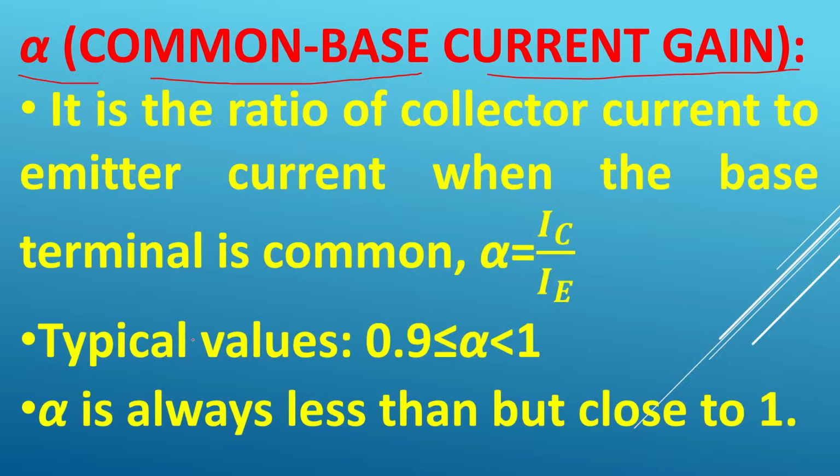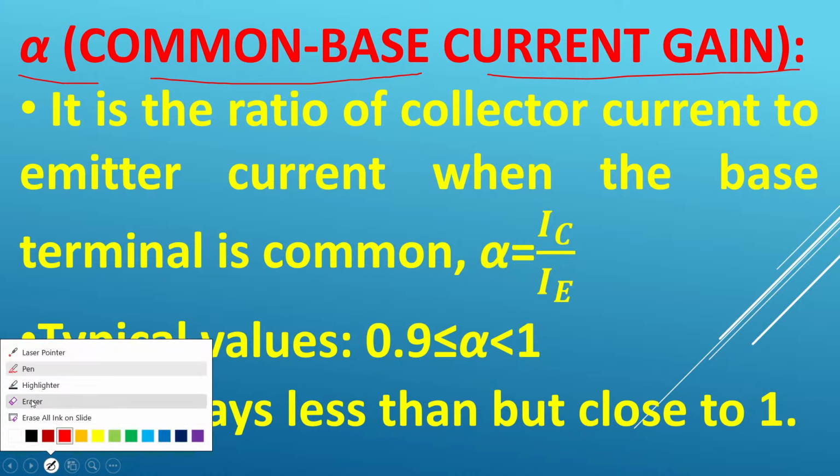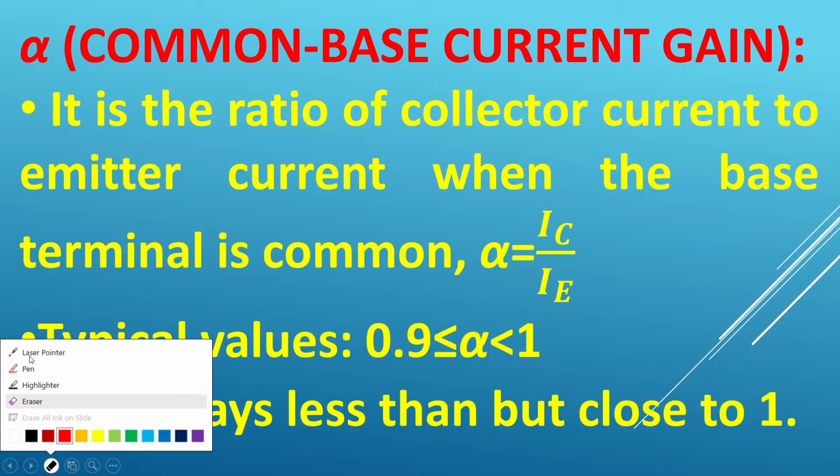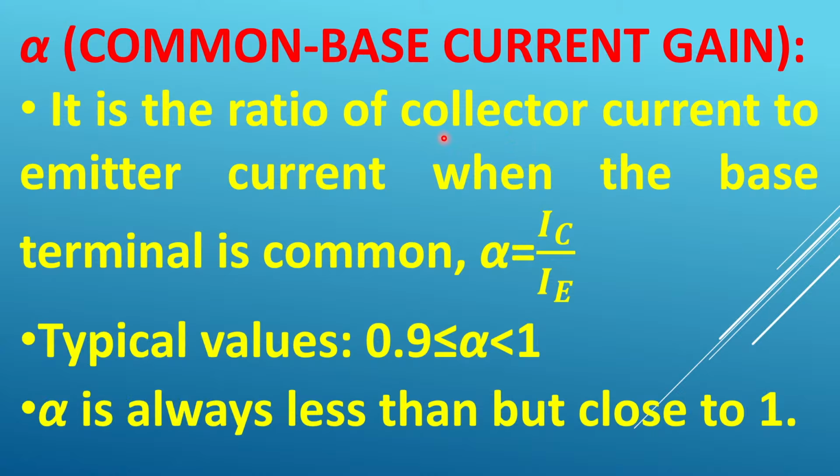So alpha is determined for the common base configuration circuit. What is alpha? Alpha is the common base current gain. It is the ratio of collector current to the emitter current, for the common base terminal.